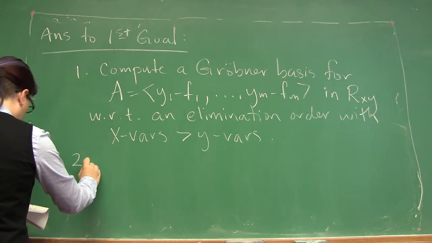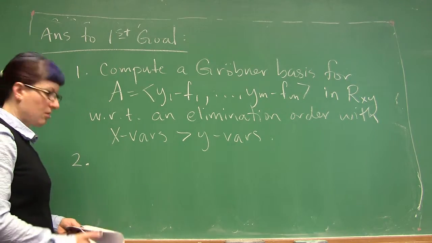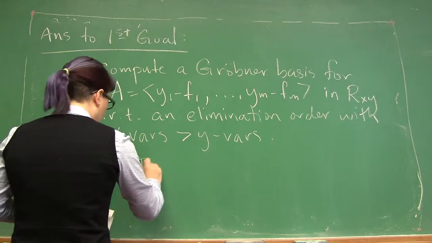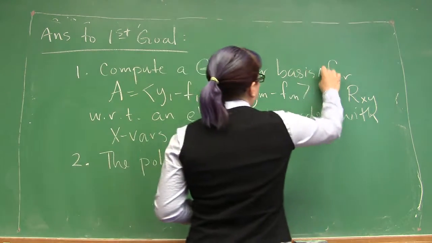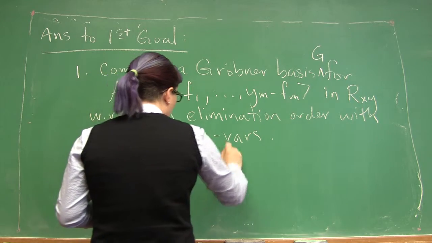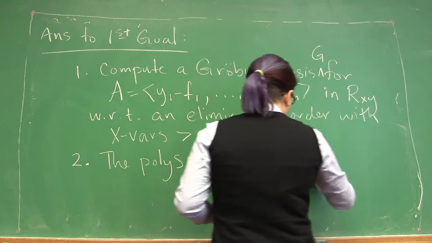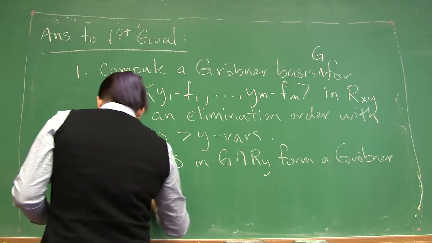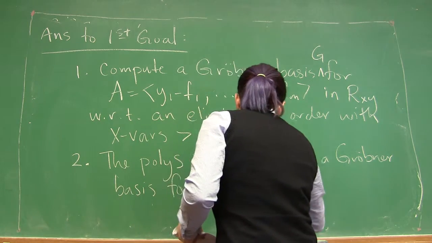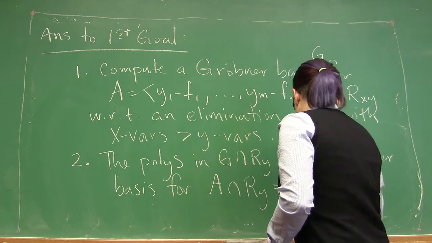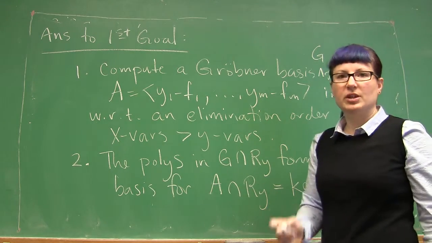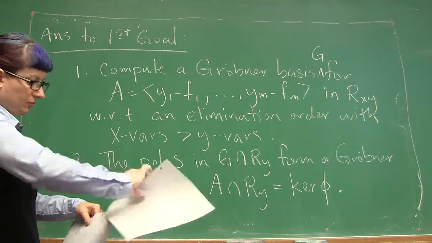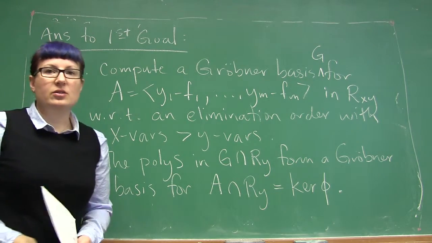Then, the polynomials in that Grubner basis that are only in Ry form a Grubner basis for the intersection, which is the kernel. So let's call it Grubner basis G. Then the polynomials in G intersect Ry form a Grubner basis for A intersect Ry, which we have now seen by our theorem is the kernel that we are interested in. So that's using our elimination theory from last class. So that is goal 1.